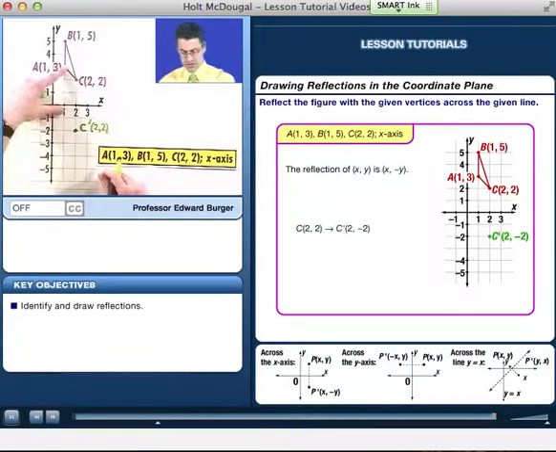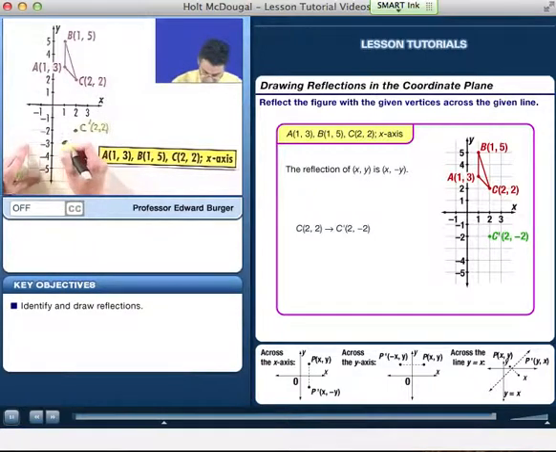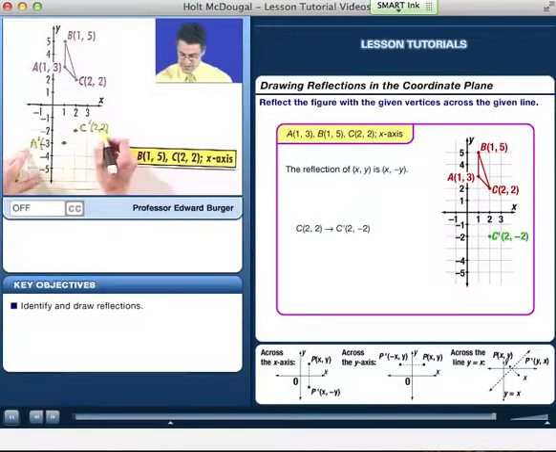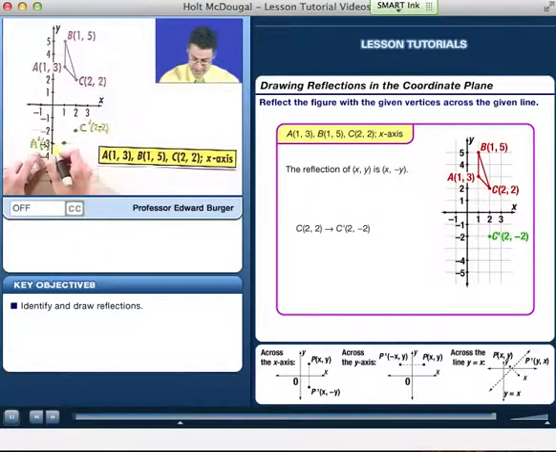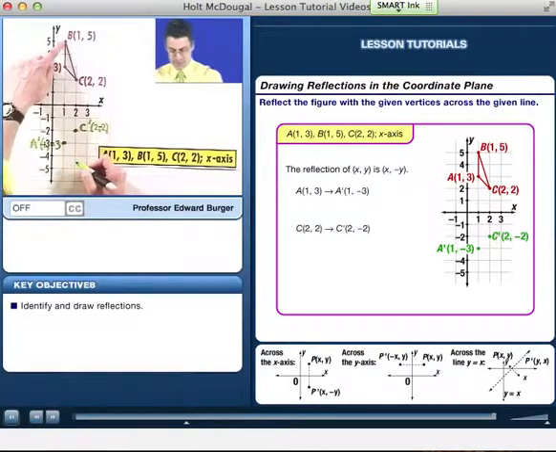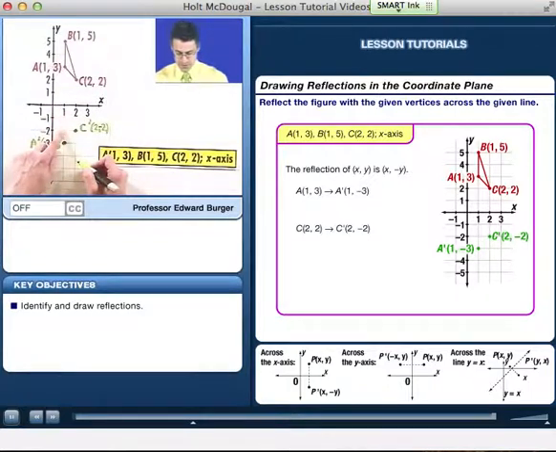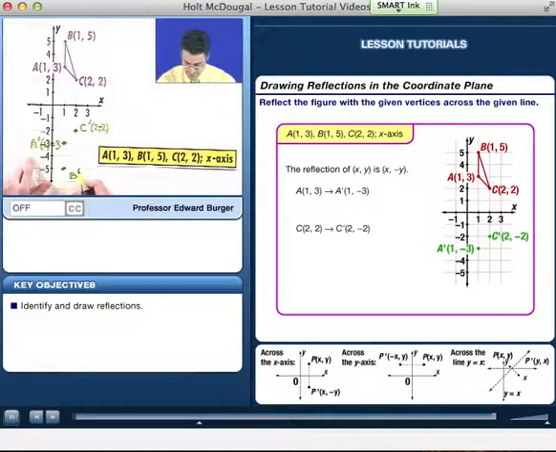This is 1, 2, 3 units up, and so now I'm going to go 1, 2, 3 units down. That's going to give me A prime, which is located at, there's a typo here. This is actually located at (1, -3). And finally, this point B is located 1, 2, 3, 4, 5 units away. So I go 1, 2, 3, 4, 5 units away, and I see that B prime is located at (1, -5).